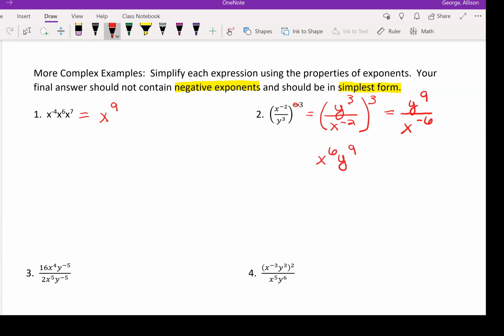And so you can write it like this if you want, but this is the more correct simplified form. It would be like that. All right. Jumping down to a little more complicated for number 3.